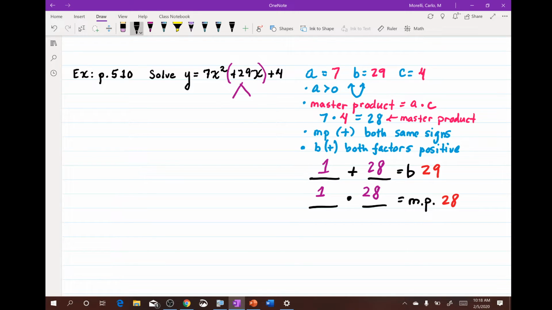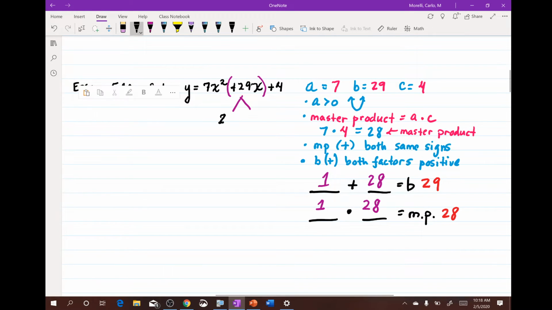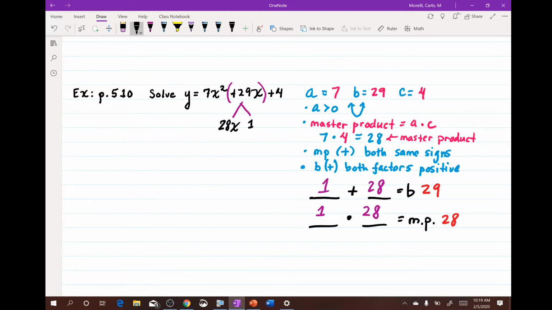Now, you're going to put the bigger number first. Bigger number first. So what number goes right here? The 28. I want you to write 28x. Now, what should I put over this on the right side? 1x. Okay? 1x.